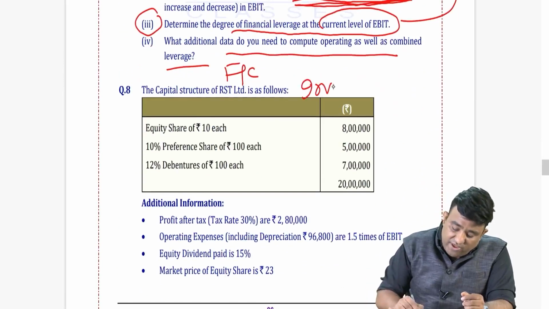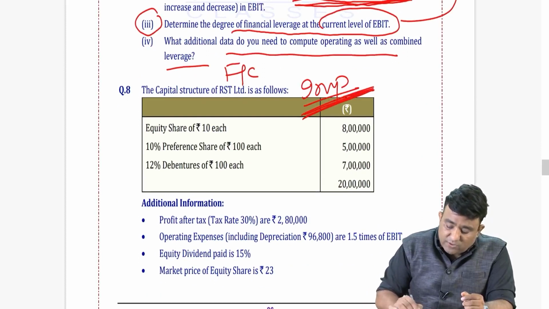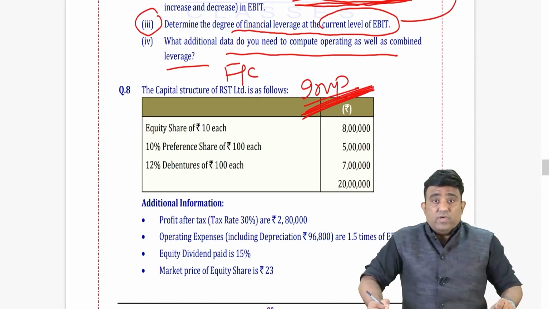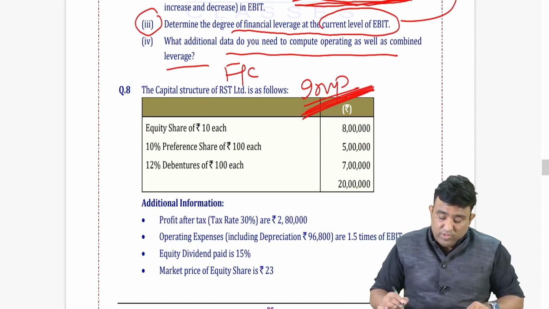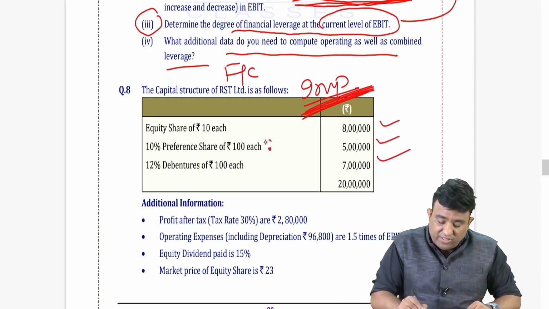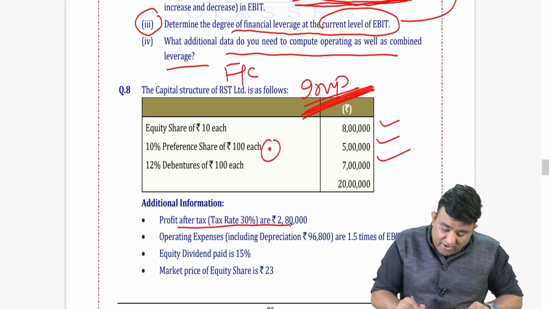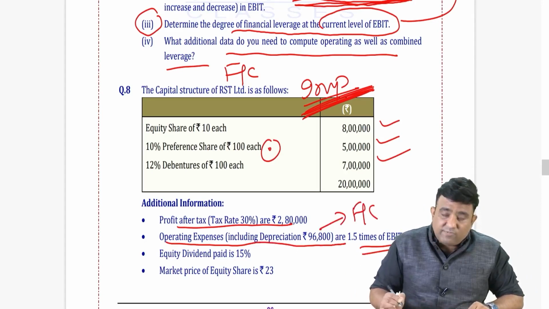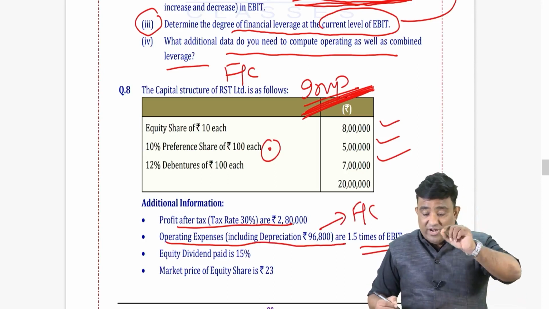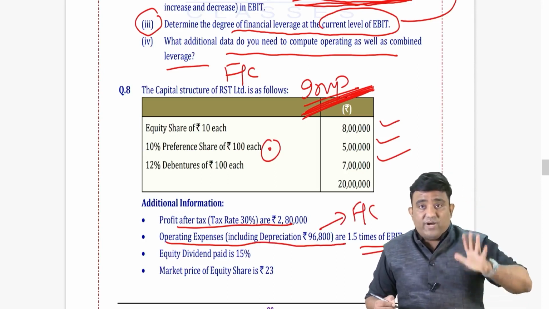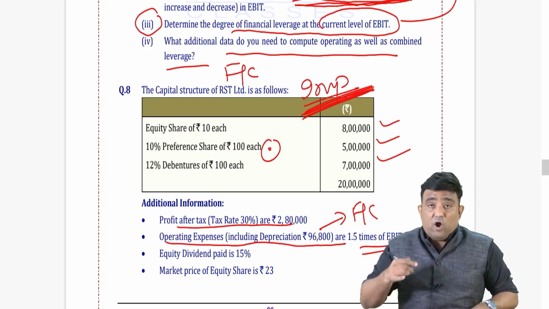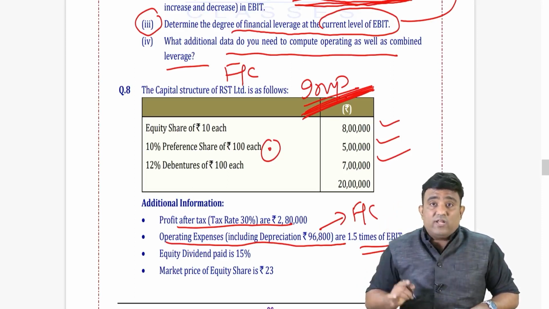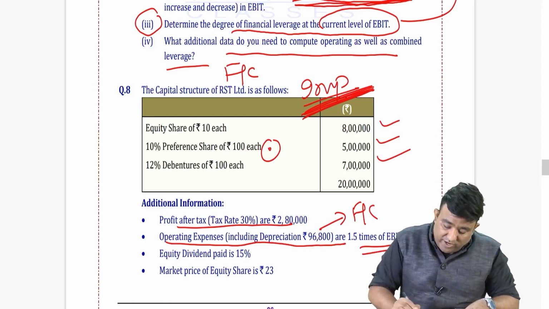Student, again a very, very important question. This has to be a last minute preparation for you. This question is a combination of leverage and ratios both. They've given you equity, preference, debenture. Again, preference is there. PAT is given. Operating expense including depreciation, which is operating fixed cost, is 1.5 times of EBIT. So you will be able to derive EBIT into 1.5 as operating cost. Out of that operating cost, deduct depreciation, and you will get the variable cost. That is the way you need to calculate variable cost.